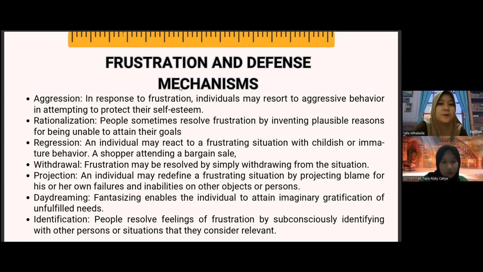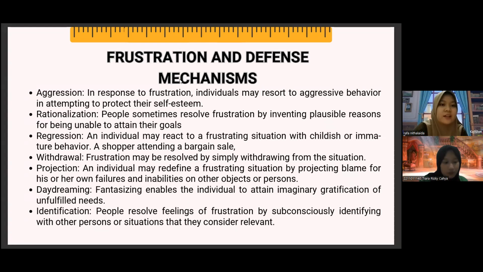Frustration and defense mechanisms. First one is aggression. In response to frustration, individuals may resort to aggressive behavior in attempting to protect their self-esteem. The second one is rationalization. People sometimes resolve frustration by inventing plausible reasons for being unable to attain their goals. And the next one is regression. An individual may react to a frustrating situation with childish or immature behavior, like a shopper attending a bargain sale. And the next one is withdrawal. Frustration may be resolved by simply withdrawing from the situation.